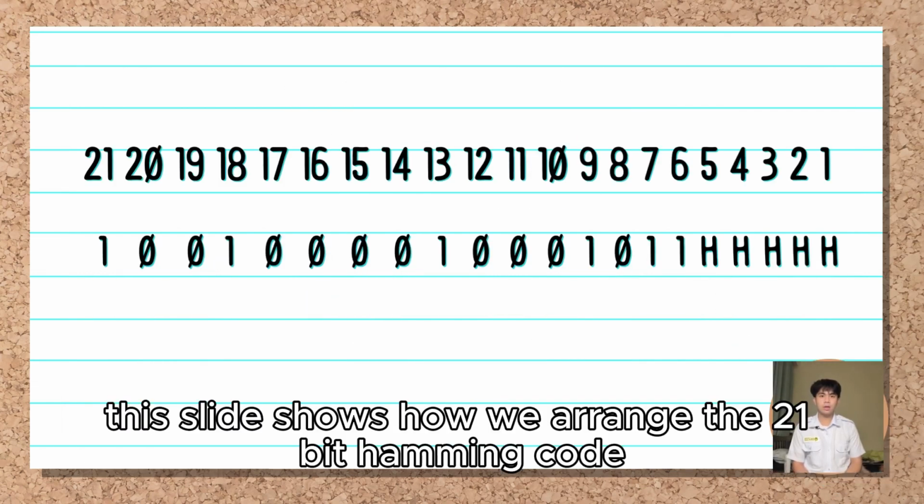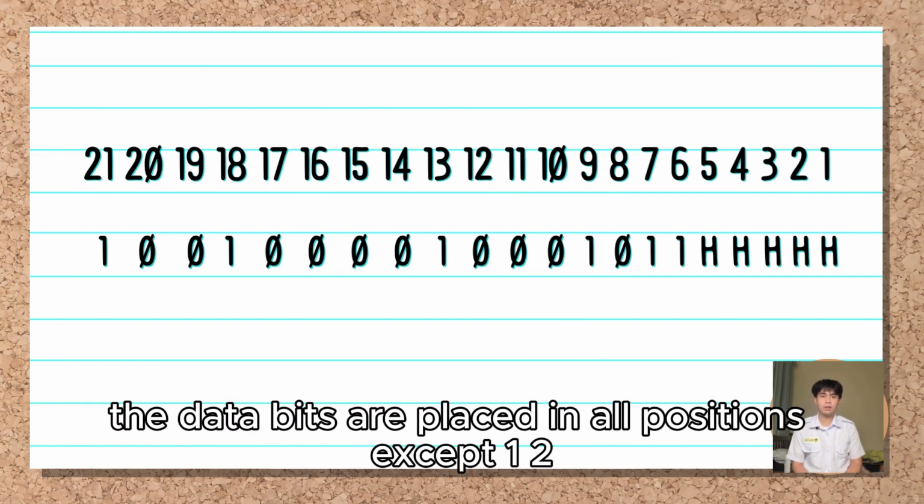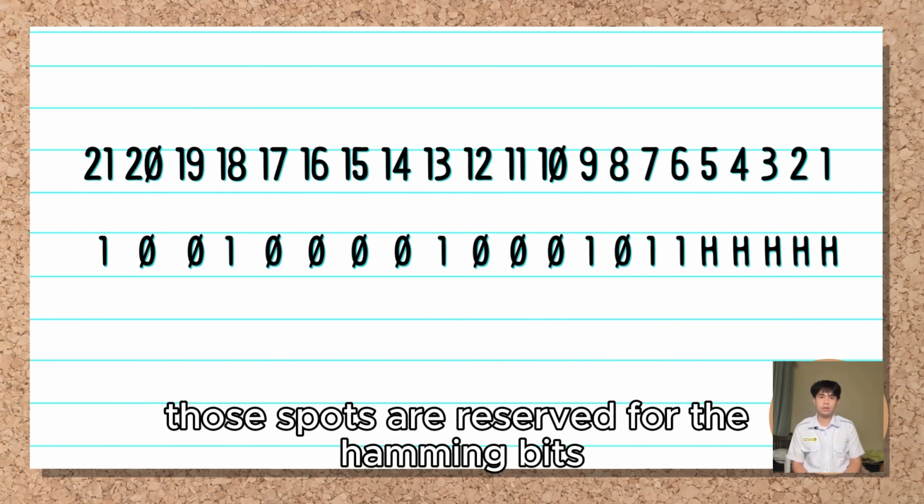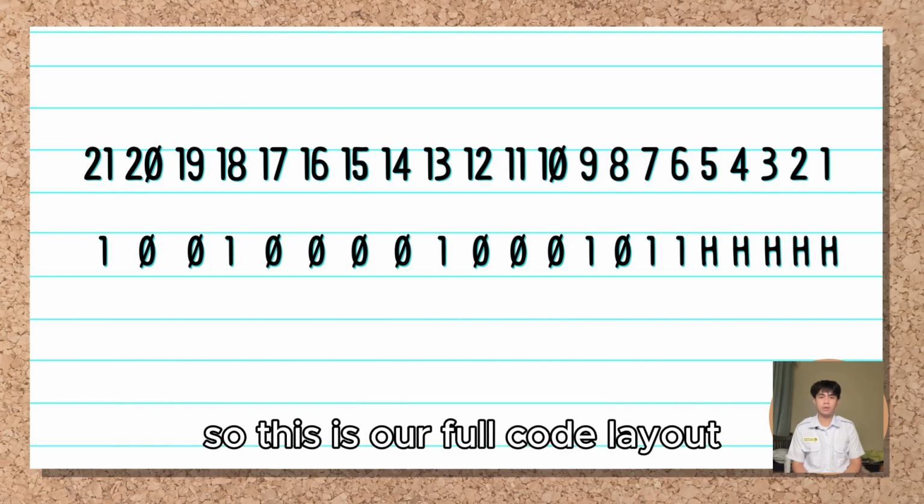This slide shows how we arrange the 21-bit Hamming code. The data bits are placed in all positions except 1, 2, 3, 4, and 5. Those spots are reserved for the Hamming bits. So this is our full code layout.